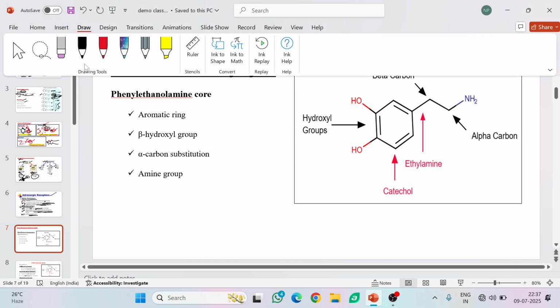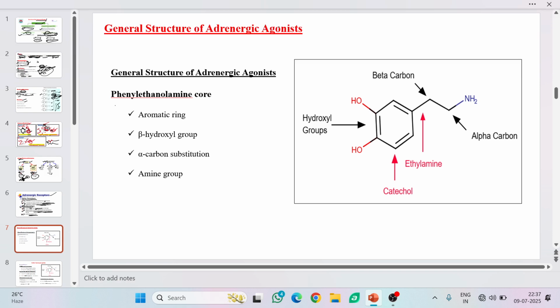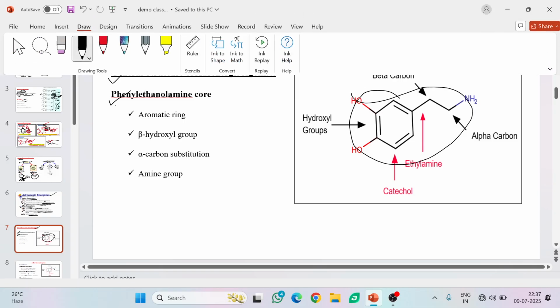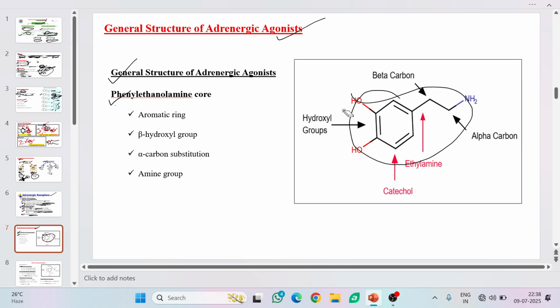Now coming towards the core chemistry, we will understand the general structure of the adrenergic agonist. The basic structure of adrenergic agonists: phenylethanolamine core. So whichever adrenergic agonist it is, especially catecholamines, this moiety will be present. This moiety is present basically in the case of catecholamines.